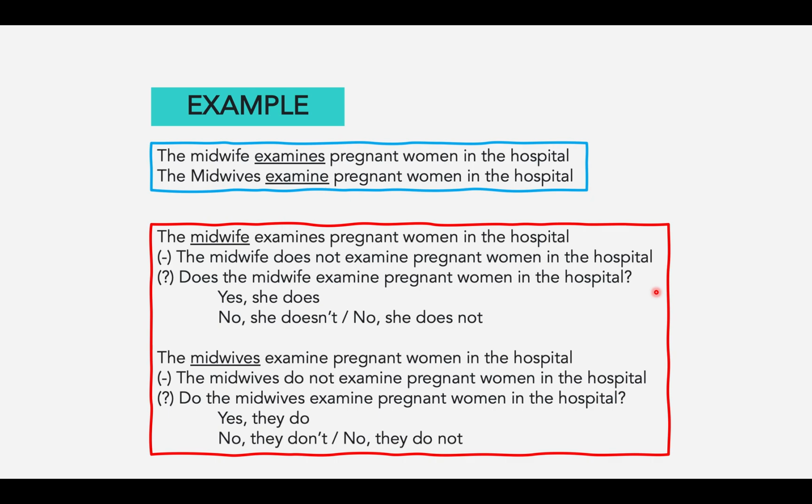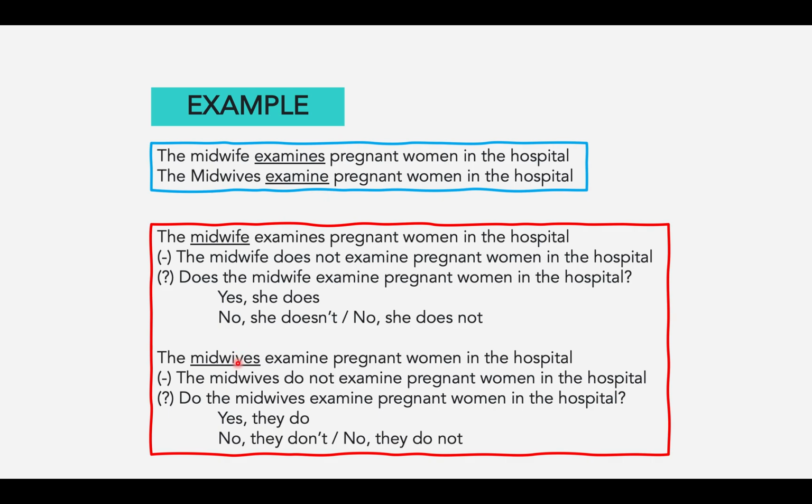You can only answer yes or no without any more explanation. When you want to answer yes, just say yes she does. And when you want to answer no, you can say no she doesn't, or no she does not. You can write no she doesn't like this, and no she does not, if you want to appreciate it. Okay, and this is when we identify the subject is more than one.